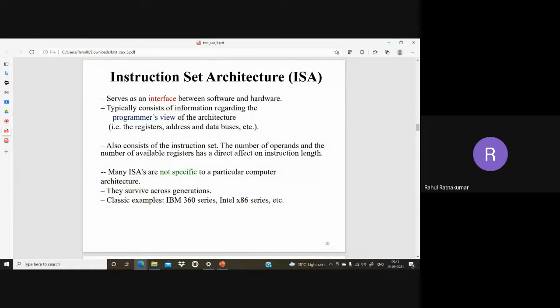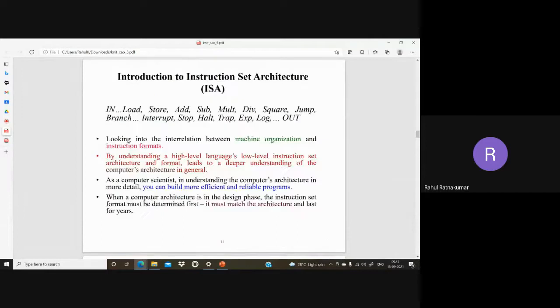Then instruction set architecture: how it is, and why it's important, right? It's the programmer's view, how programmers view the functionalities of a processor, and how we can utilize this hardware structure or units. They have different instruction sets, like load, store, add, sub, all those based on whatever hardware is designed by the processor designer or computer architect.